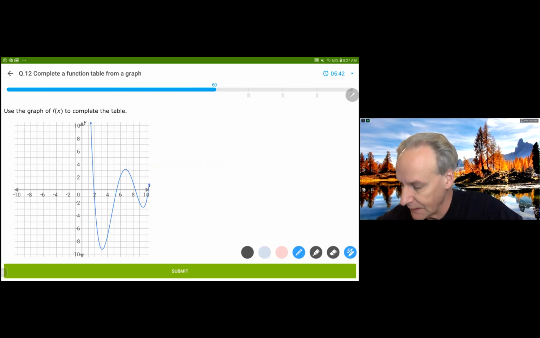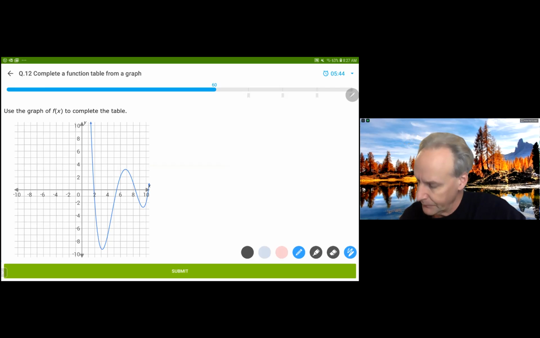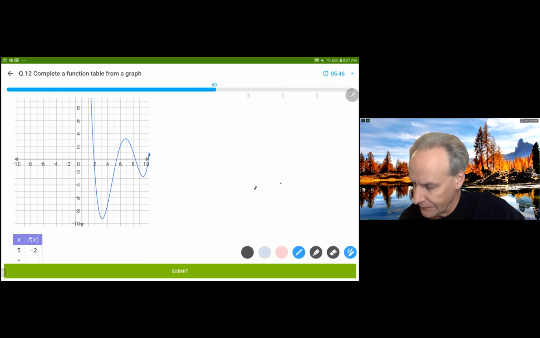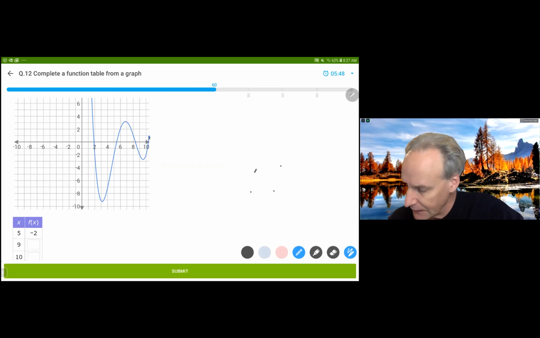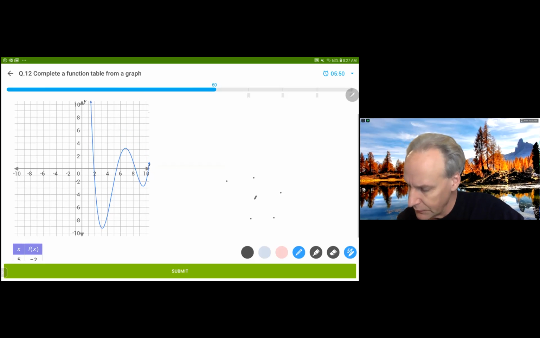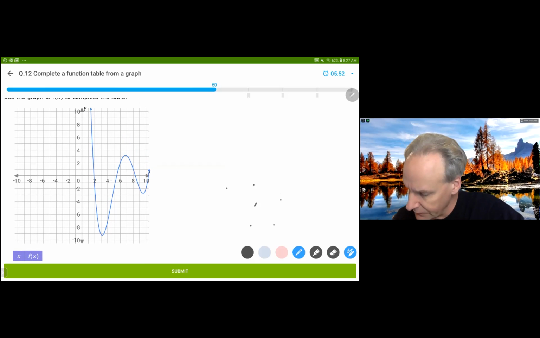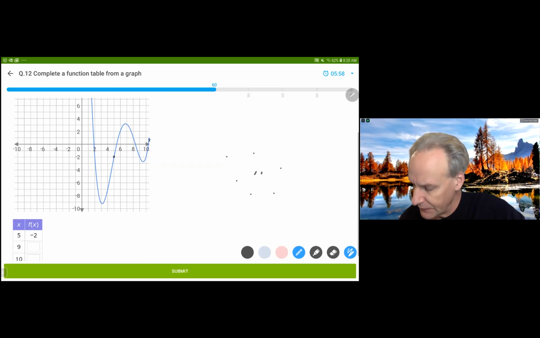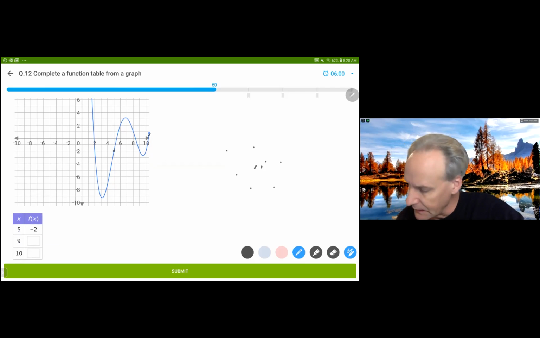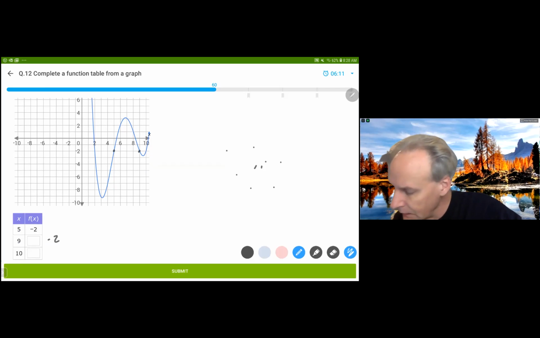This one is, again, a 4th degree polynomial because it has 4 zeros. We've got a 5, negative 2. Wait a minute, where's 5, negative 2? Oh, there it is. Yeah, I think that's the point of inflection, all right. 5, negative 2. We've got a 9, negative 2. There's another one. So 9, negative 2. And we have a 10, negative 2.